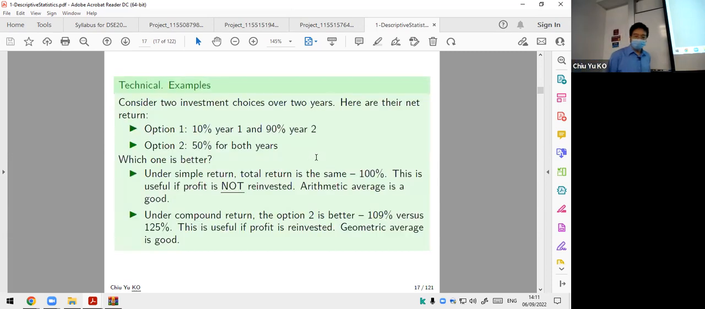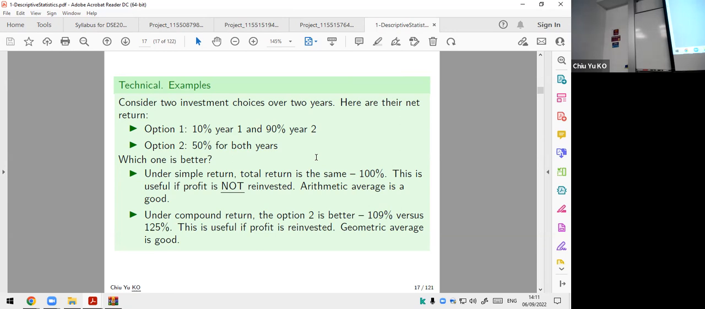So just to give some idea about the geometric, because I think geometric is used a lot in finance. Suppose you have two investment choices, option 1 and option 2. Option 1 is 10% for year 1, 90% for year 2, and option 2 is 50% for 2 years. Look at the simple average. You would think the two are the same, right? Because option 1 is 10% plus 90% divided by 2, which is 50%, over 2 years an average of 50%. So if there's no reinvestment, the two options are the same to you.